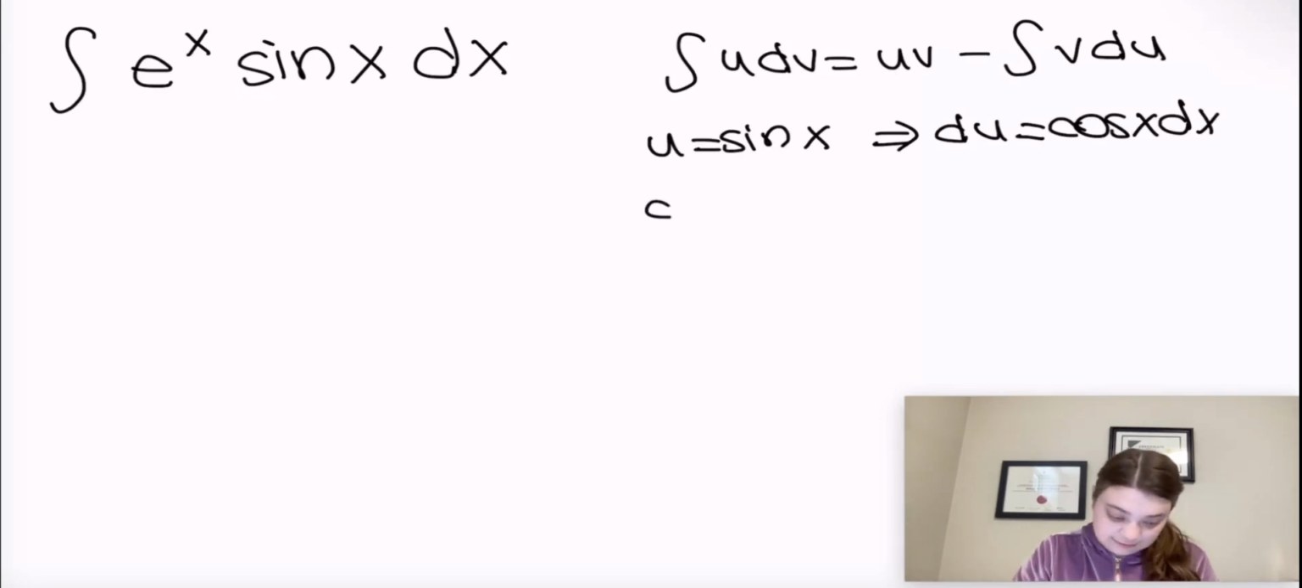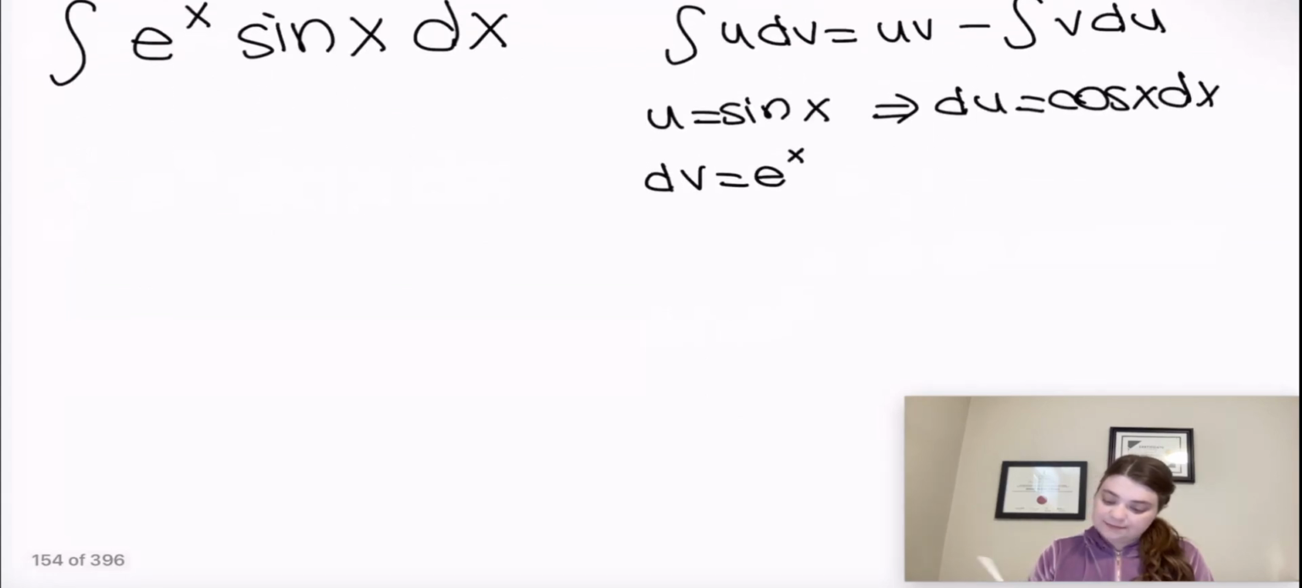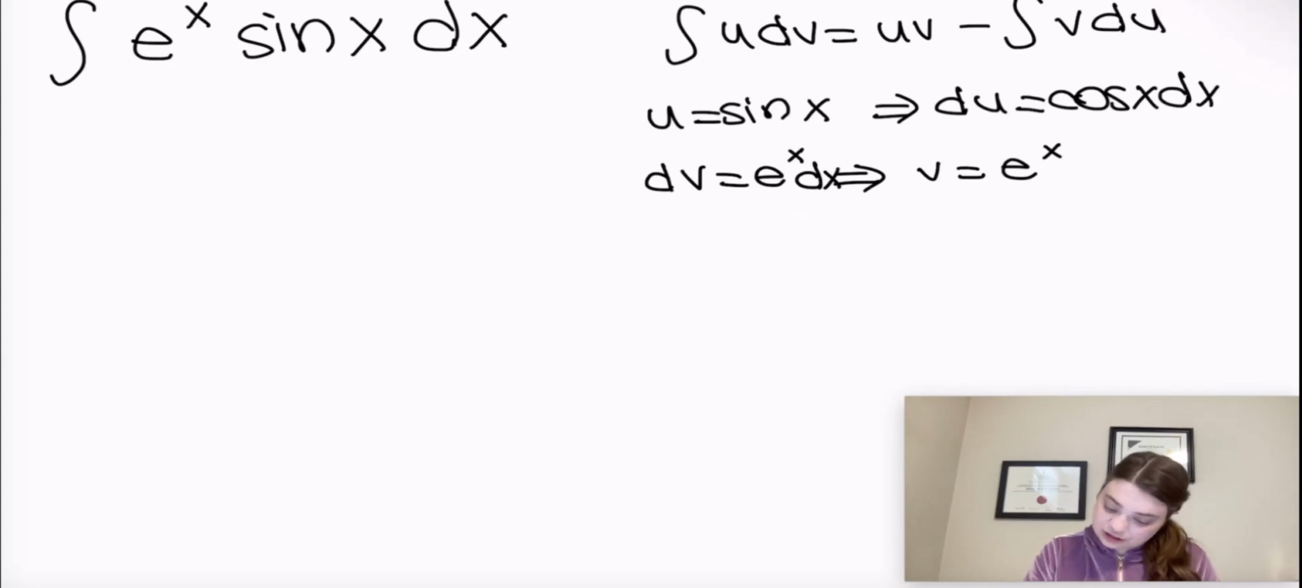Then we're going to have dv equaling e to the power of x dx. And if dv is equal to e to the power x dx, that means that v is equal to e to the power x. So I should have put dx there like that. Okay, so now we can apply the integration by parts formula in order to convert this. Essentially here we have u as sine x, and for e to the power x, we get that dv is equal to e to the power x dx.